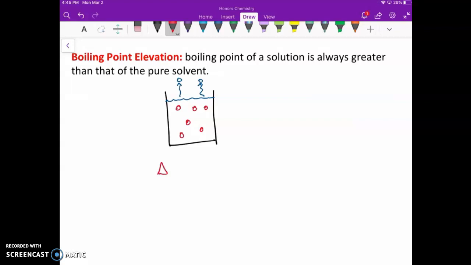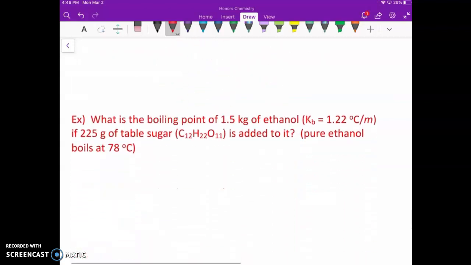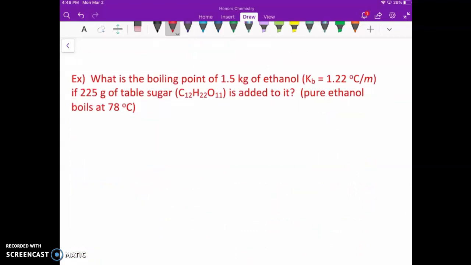And the equation that governs the change in boiling point is exactly like the other one. The only difference is now we've got Kb instead of Kf, and when we're done, we're going to add it instead of subtracting it from the original boiling point. So let's look at an example. What's the boiling point of 1.5 kilograms of ethanol, and that gives you the Kb, if 225 grams of table sugar is added to it? And then it tells us that pure ethanol boils at 78 degrees Celsius.